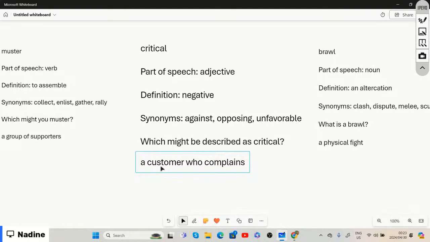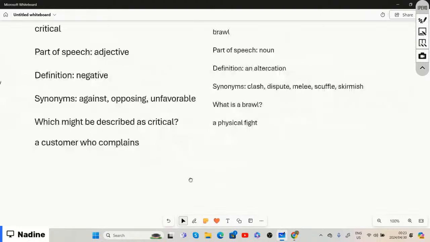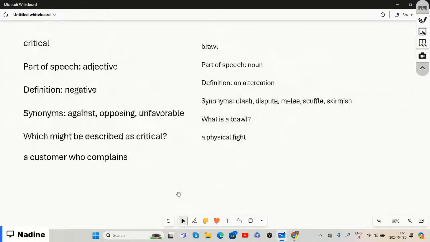And if we were to say what might be described as critical, we can say a customer who likes complaints, right? Constantly negative complaints. And then last, we have a brawl, right? A brawl. And a brawl is a noun. And the definition of a brawl is an altercation.